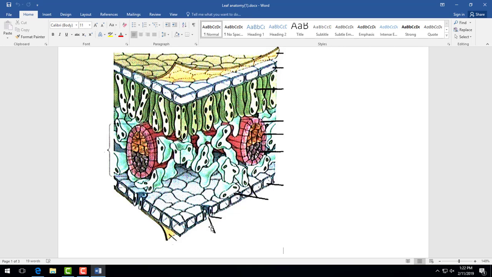So this hole, the stoma, is where carbon dioxide enters into the leaf. Because we said carbon dioxide was a requirement for photosynthesis, so it enters in through that stoma. And there's two cells on either side of that stoma that protect that opening. Sometimes it closes, sometimes it opens. Depends on the time of the day and the water availability inside and outside the plant. So they're called guard cells. The cells on either side of the stoma are called guard cells, and they control the opening and closing of the stoma.